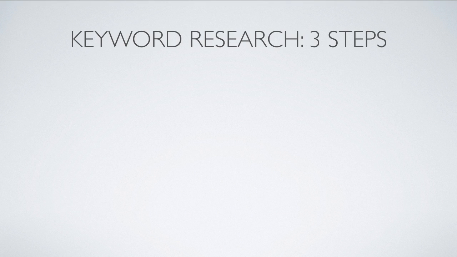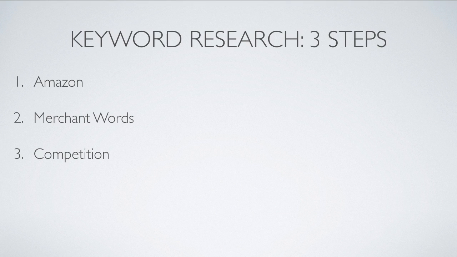So let's get into the 3 steps of keyword research specifically in this lesson. Number 1, we're going to look at Amazon. Number 2, we're going to look at merchant words. And number 3, we're going to look at our competition. Okay, so these are the 3 most basic forms of keyword research. We're actually going to get into this right now in our web browser, so let's jump in.